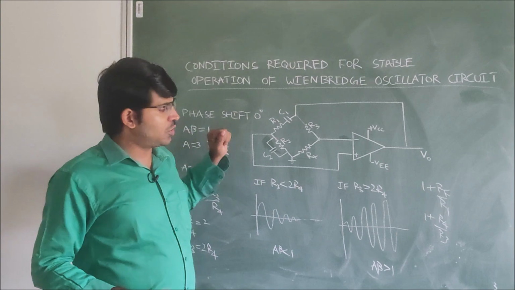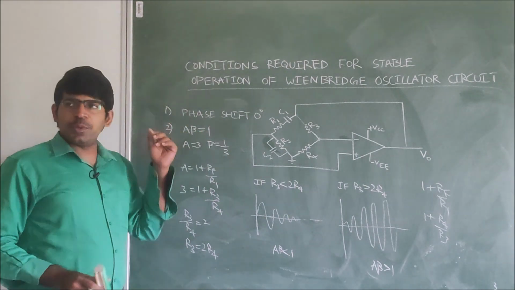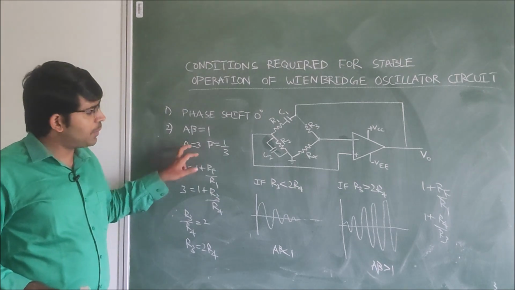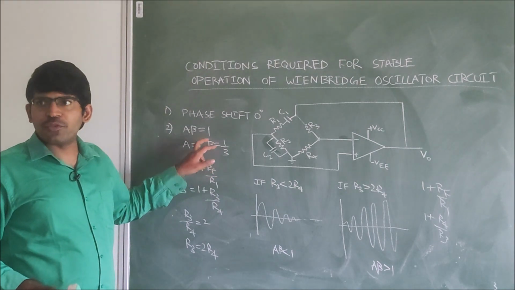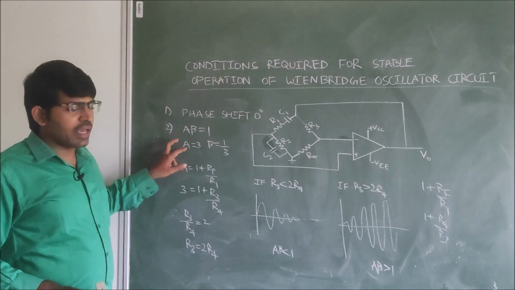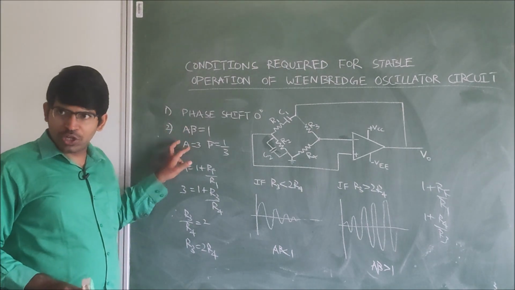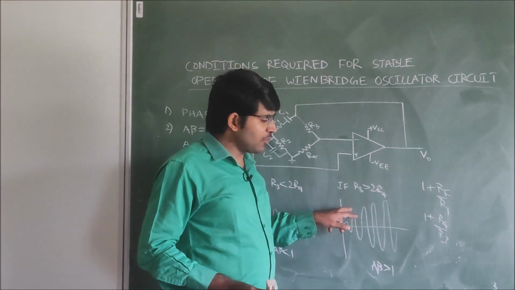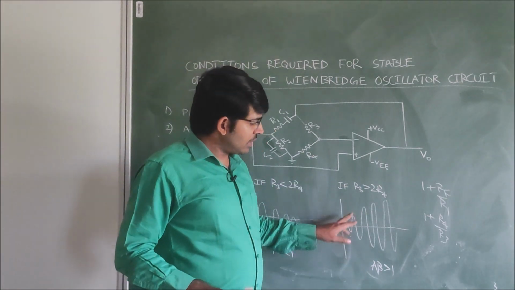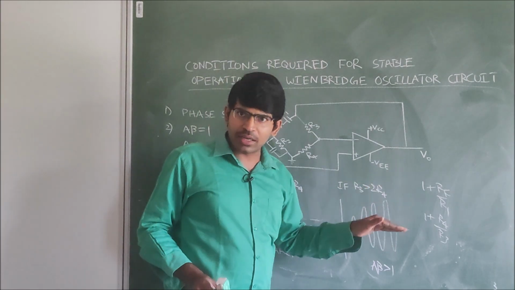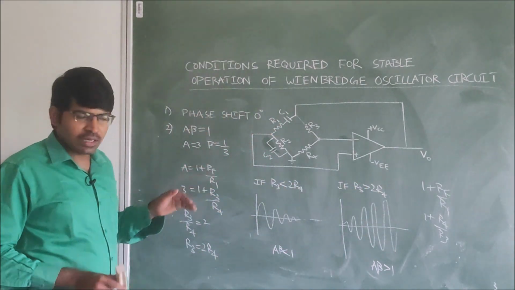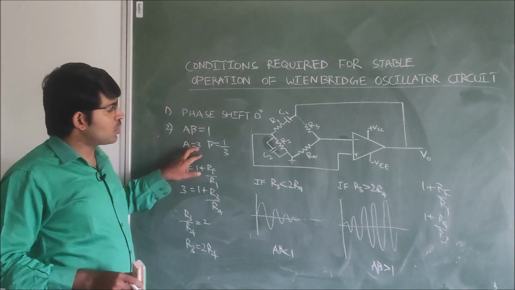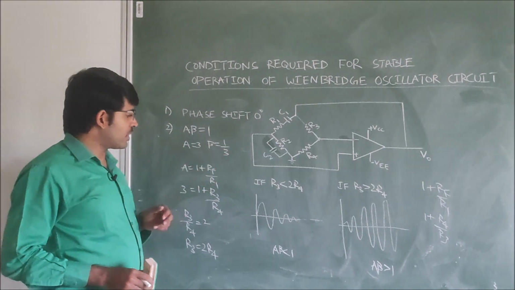Here the phase shift is 0. And A beta must be equal to 1, where A is the gain of the operational amplifier and beta is the feedback factor. Initially, if A beta is greater than 1, then the oscillations grow like this. But for stable operation, later A beta should be equal to 1. When A equal to 3, then beta should be equal to 1 by 3.